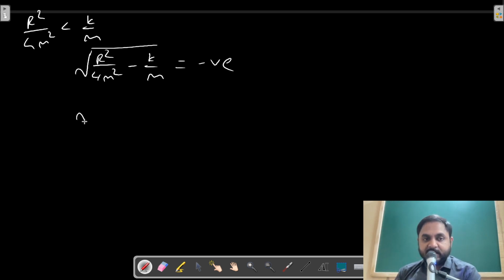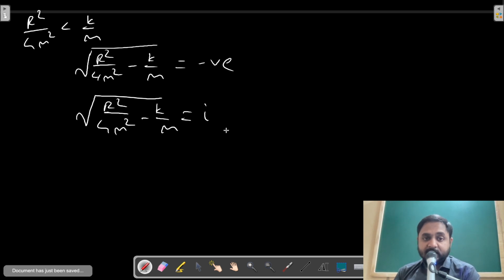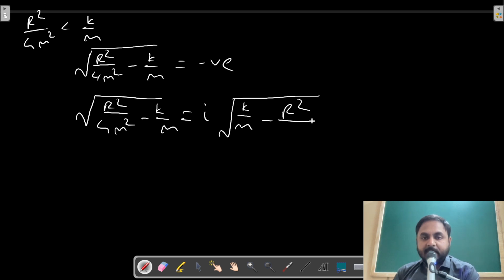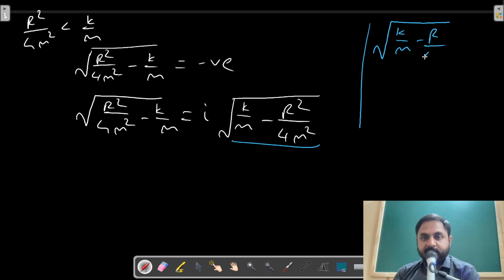Now I will write the square root of r square by 4m square minus k by m as i into, where i is the square root of minus 1, and now I have taken i outside, so this term should become positive, so I will write it as k by m minus r square by 4m squared. This is very, very crucial for later. We'll come back to this term in a moment. And this term, k by m minus r square by 4m squared, we are going to call omega d.